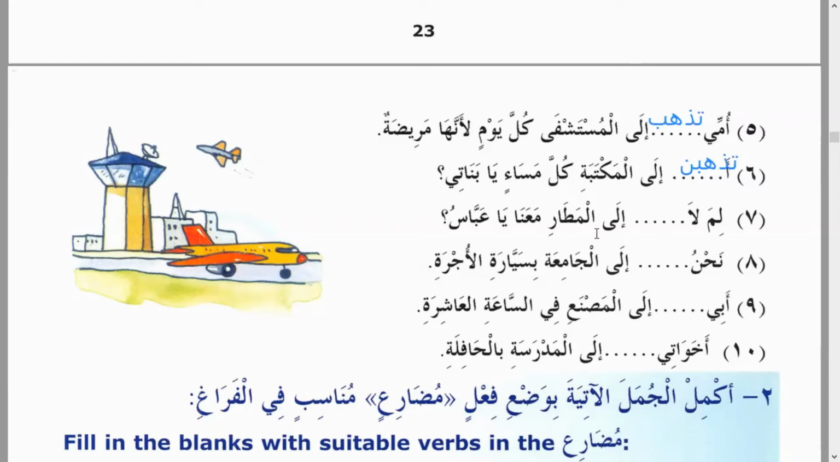Next one. Lima la dash ila al-matari ma'ana ya Abbasu. This is simple. We are speaking to one masculine person, right? Abbas. So why don't you go to the airport with us, oh Abbas? Lima la tazhabu. لما لا تذهب إلى المطار معنا يا عباس. نحن داش إلى الجامعة بالسيارة الأجرة.